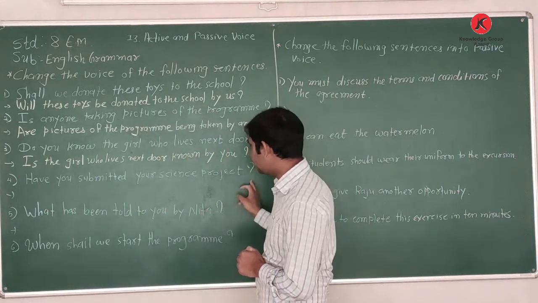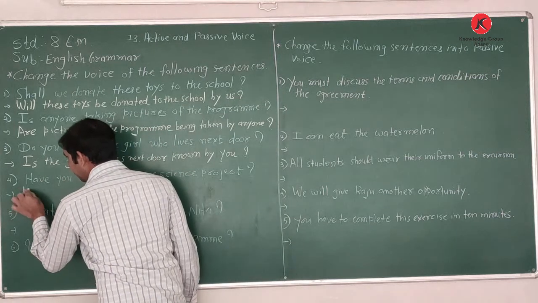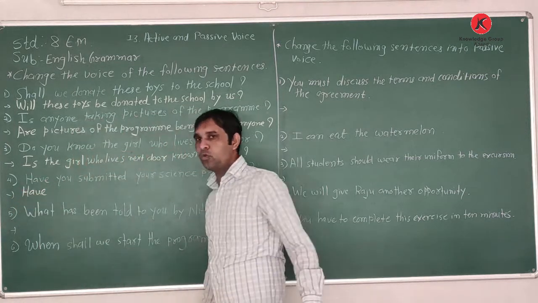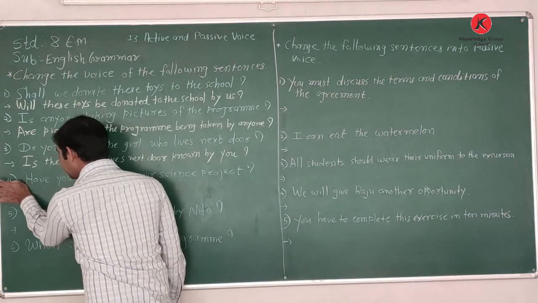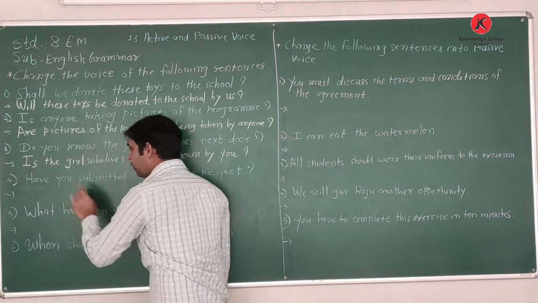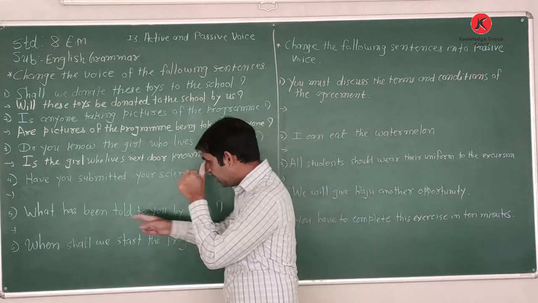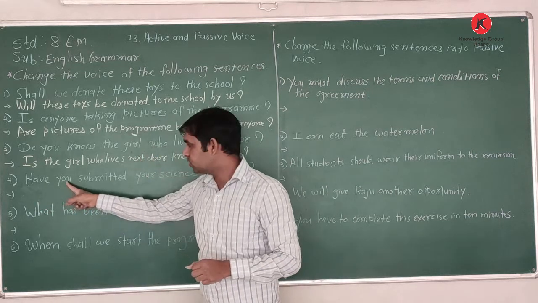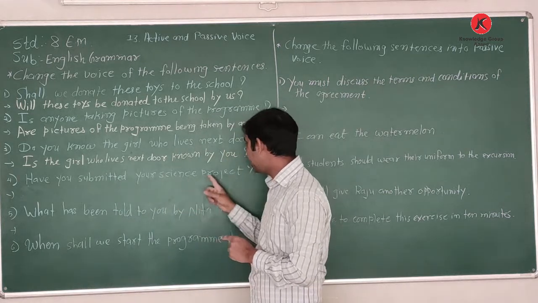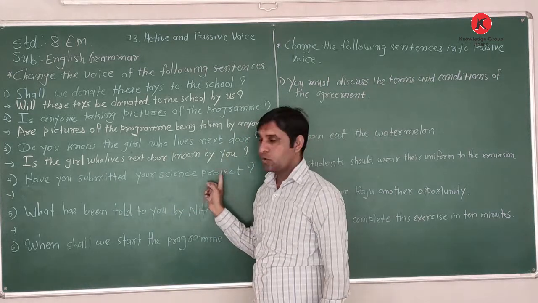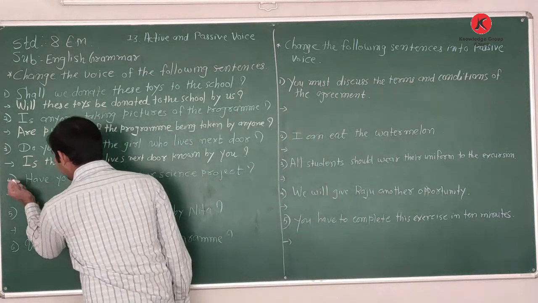Comes to the fourth one: Have you submitted your science project? In the perfect tense we do not change have and has, but we do not write it the same as given. We identify the object in the sentence: have, you the subject, submitted, then your science project. We find it: your science project is singular.